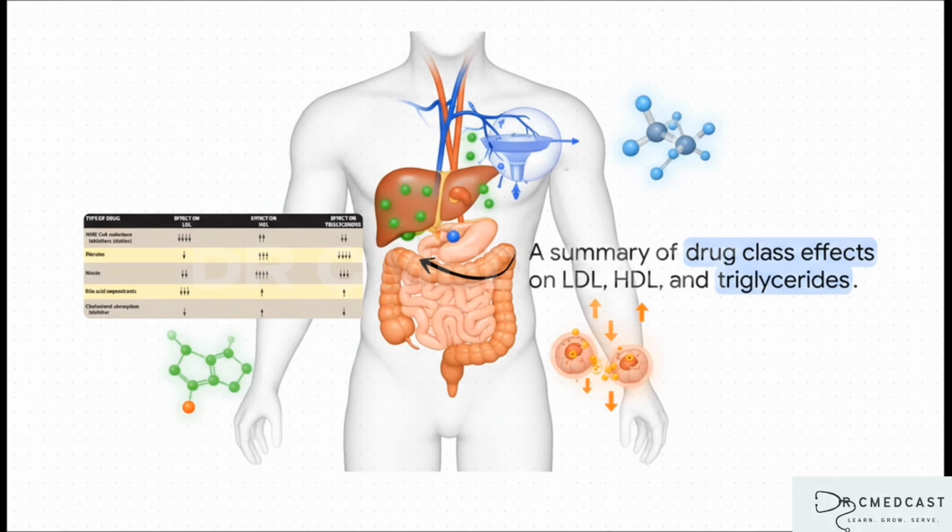Is the main problem high LDL? Your answer is statins, period. Is your patient's main issue a really low HDL? Niacin is going to be your best bet. And what if you're faced with sky-high triglycerides? You reach for the fibrates. If you can just lock in these primary uses, you'll be in fantastic shape for your exams, and you'll understand the core strategy behind treating hyperlipidemia.